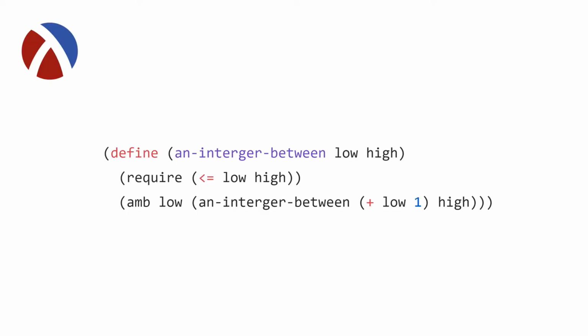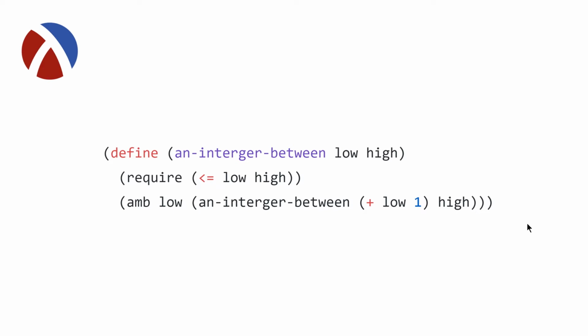So we have our procedure an integer between. There's a small spelling mistake there. There should not be the first R, and then two parameters, low and high. And you can see here we're setting a condition that low needs to be less than or equal to high, and then we have a recursive call at the bottom here. So we're calling AMB low, and then for high we are making a recursive call to an integer between 1 plus low, high, so we're basically incrementing low.